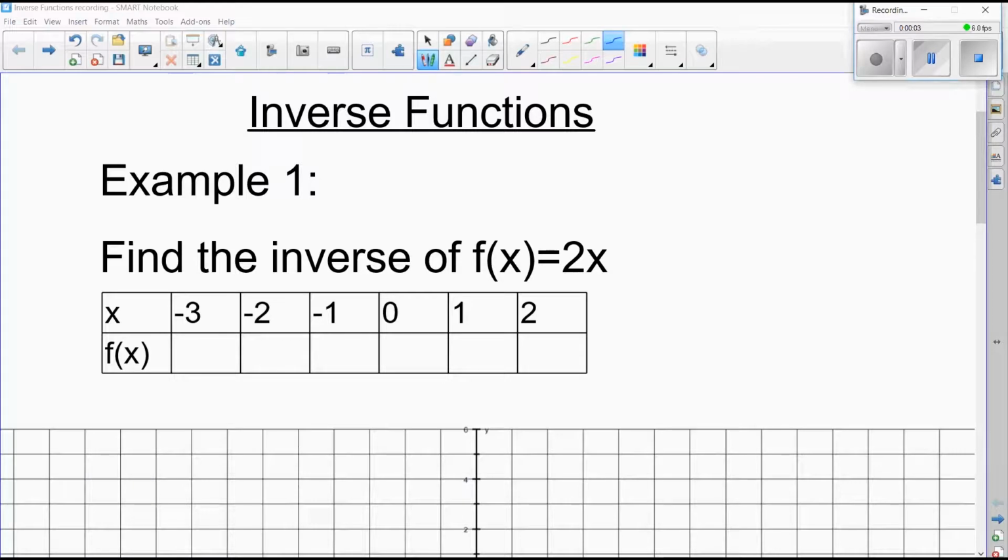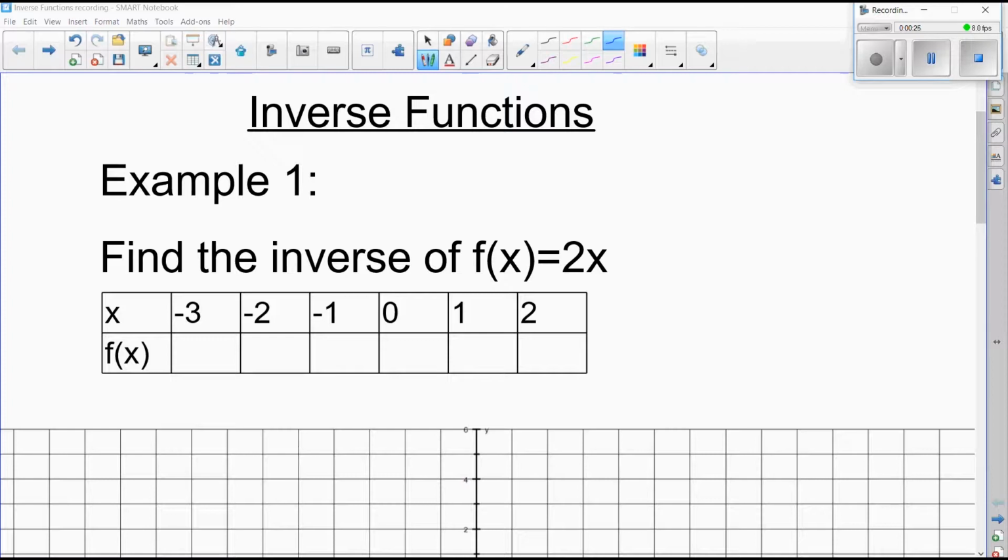Inverse functions example 1. Find the inverse of f of x equals 2x. What we're going to do is draw the graph of this linear function f of x equals 2x. To draw the graph, I need a few of the coordinates of the graph. I know it's a very easy graph to draw, but I'm going to use the coordinates to find the inverse of f of x equals 2x.